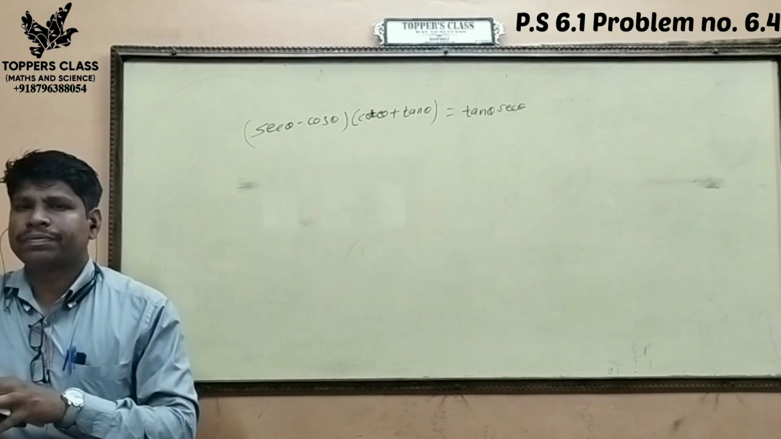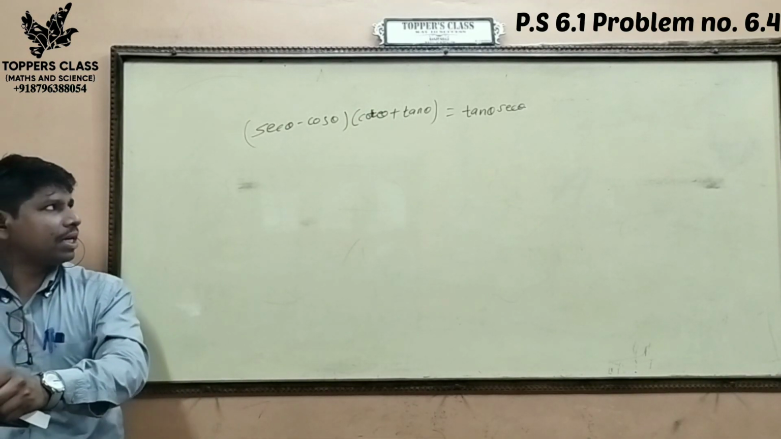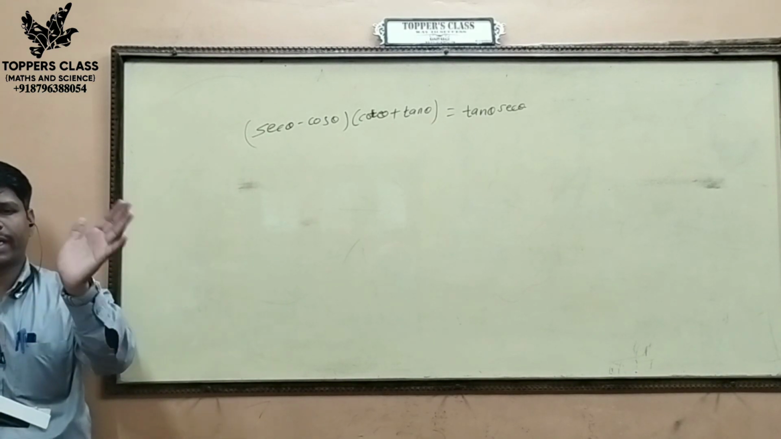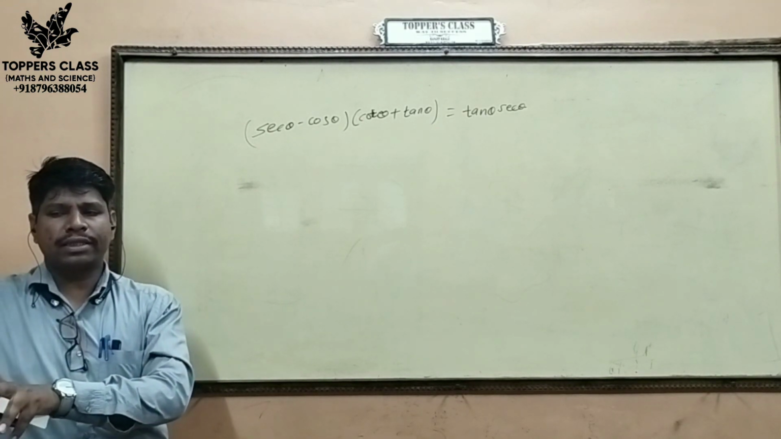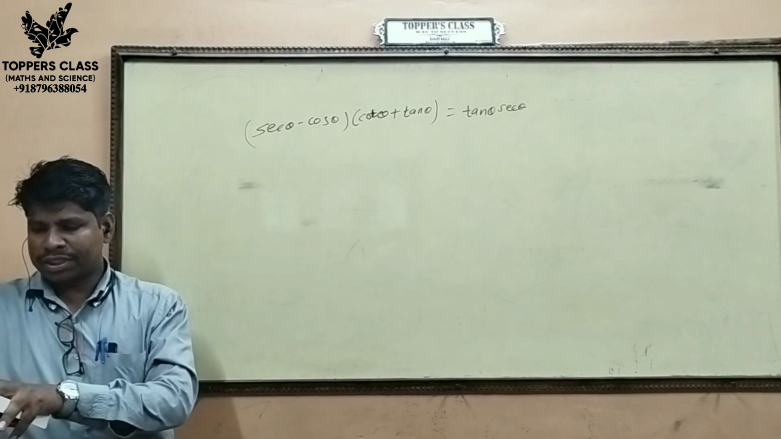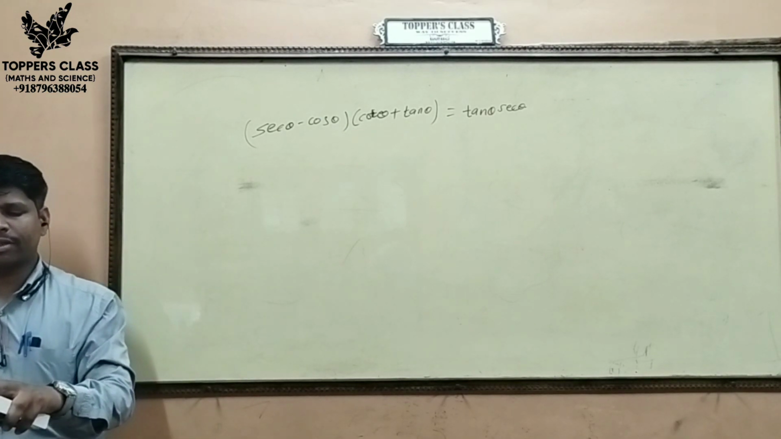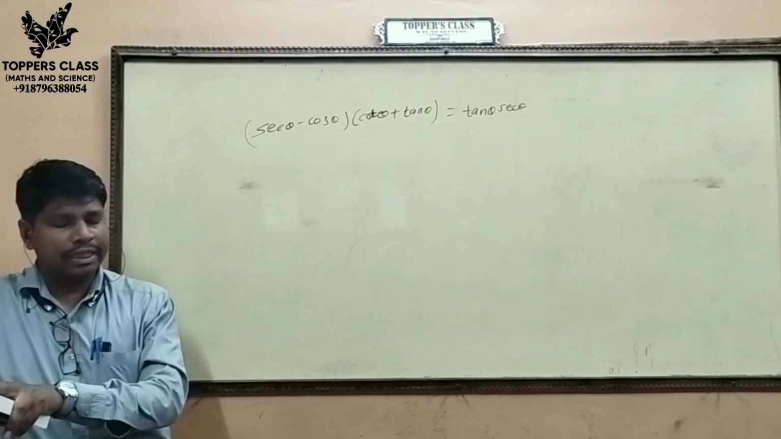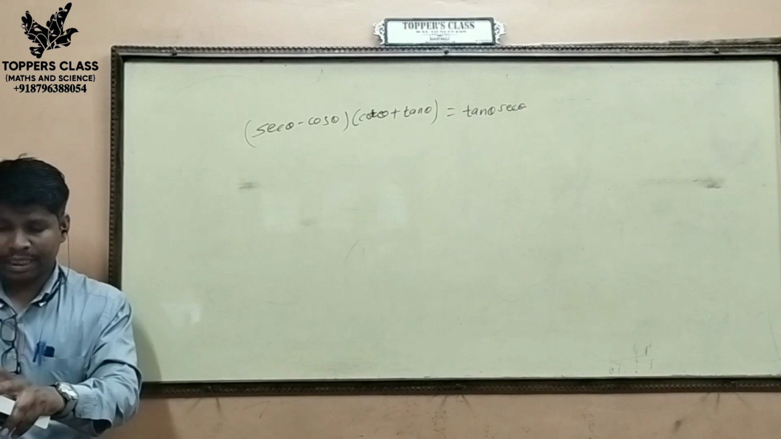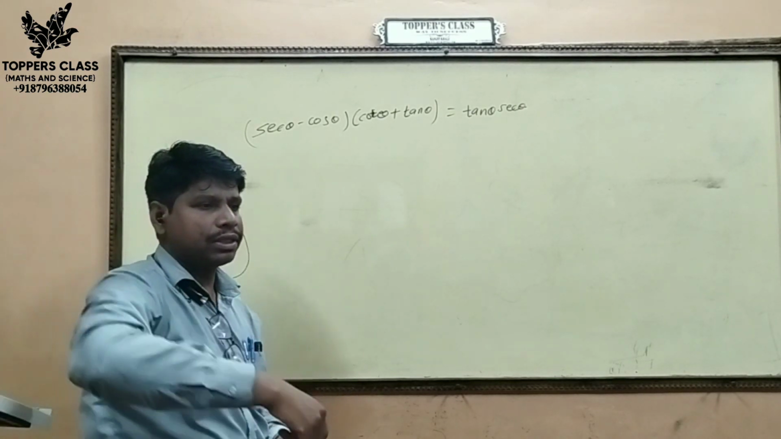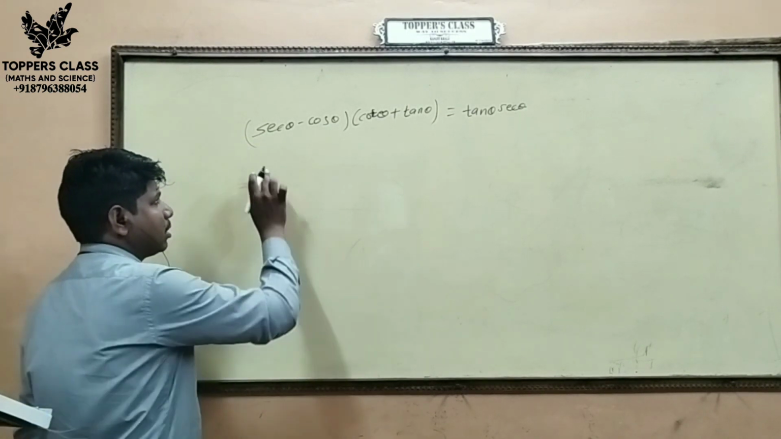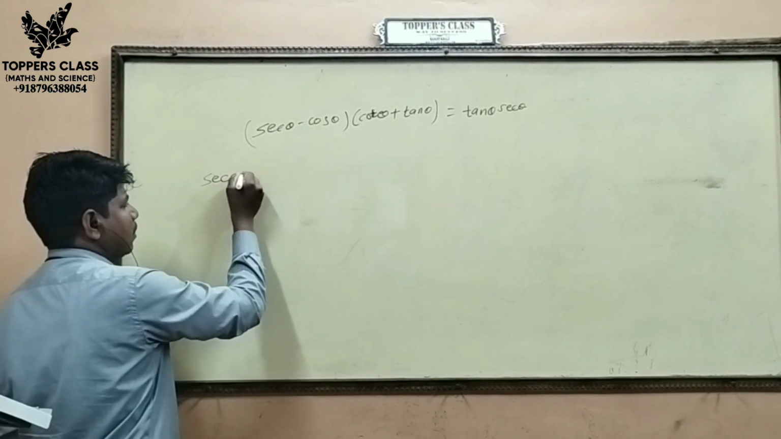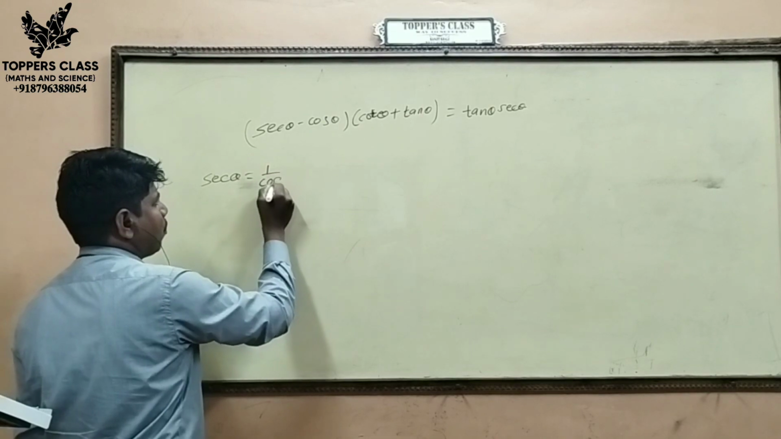Problem number 4. Sec theta minus cos theta in second bracket. If two brackets are given, in between the two brackets there is a multiplication sign. So sec theta minus cos theta in second bracket cot theta plus tan theta, and we have to show it is equal to tan theta into sec theta. So now we should know the properties or identities first. Sec theta is equal to 1 upon cos theta.